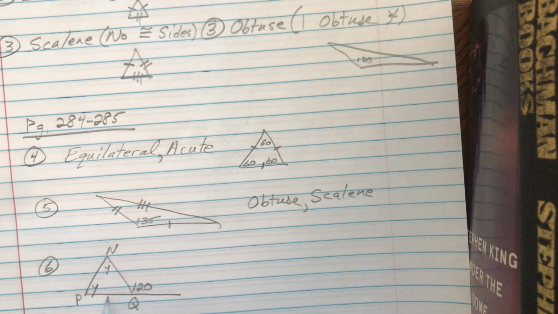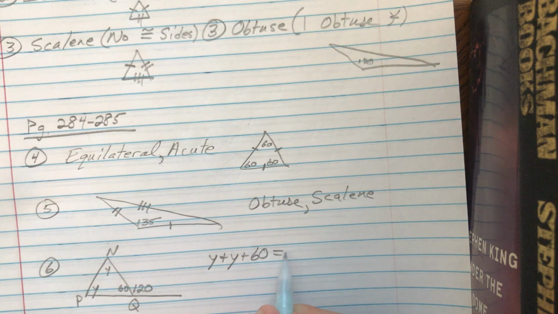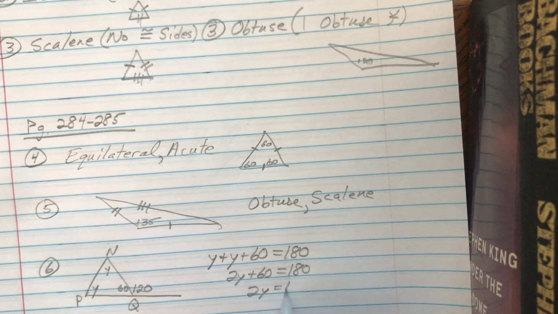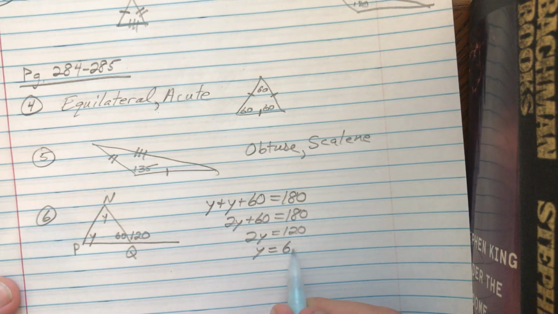Now, one thing we can observe here, this is a straight line. Straight line has 180 degrees in it. So this angle is 60. 3 angles in a triangle add up to 180. So y plus y plus 60 would equal 180. So this is 2y plus 60 equals 180. 2y equals 120 by subtracting 60 from both sides. And if you divide both sides by 2, y is 60.